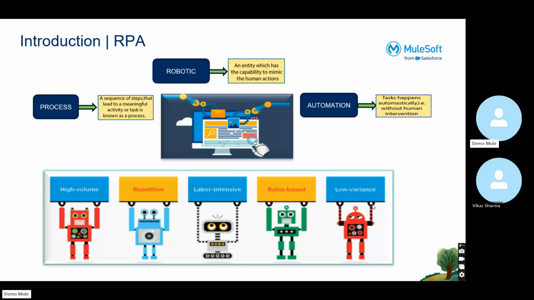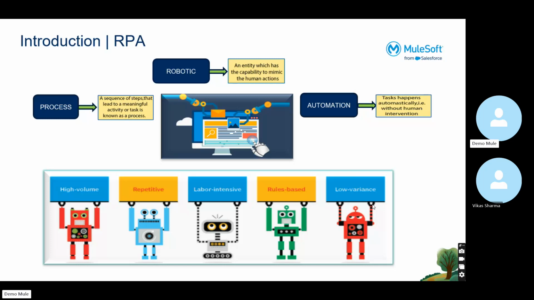Before we move to MuleSoft RPA, let's understand what RPA is. RPA stands for Robotic Process Automation. Robotic means an entity or a software bot which has the capability to mimic human actions. Process means a sequence of steps that lead to a meaningful activity or task. And automation means the tasks happen automatically without any human intervention.